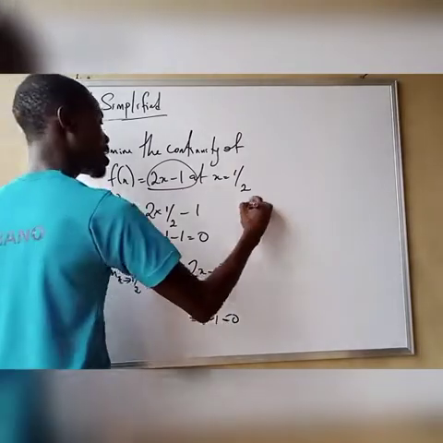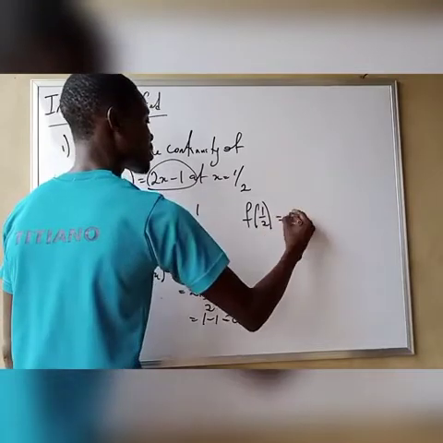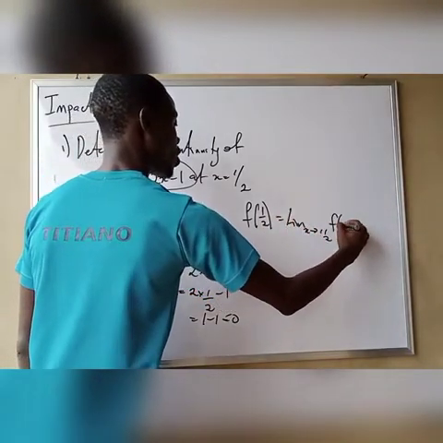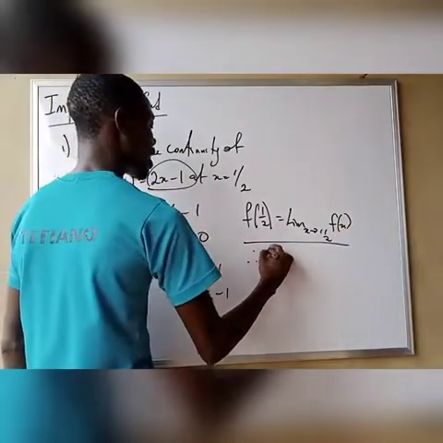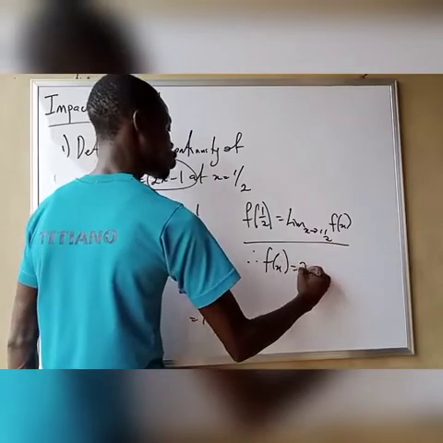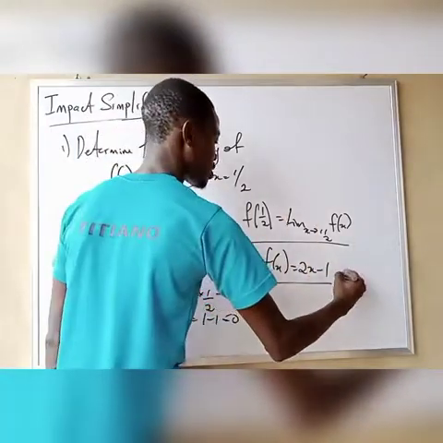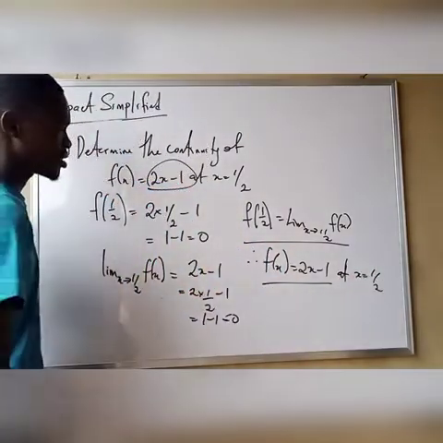And from this, you can now see that your f of half is the same thing as the limit of x tending to half of the function. So since these are the same, that means our function, which is 2x minus 1, is continuous at x is equal to half. Do we get that? It's simple.